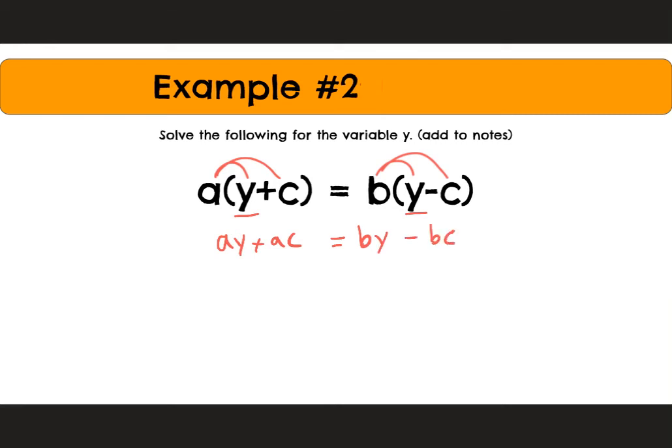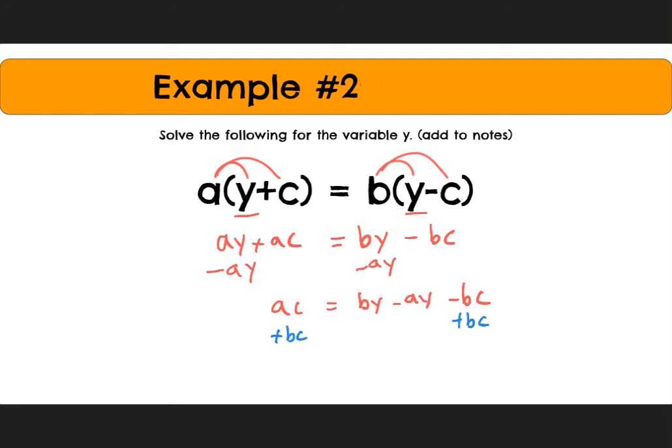And again, I can't combine these. I don't want you to think, oh yeah, just minus ay. We cannot combine by and ay. But we can write them next to each other. So we'll have ac is equal to by minus ay minus bc. And now you might say, well, we don't want bc on that side. That has nothing to do with y. So let's add bc to both sides.